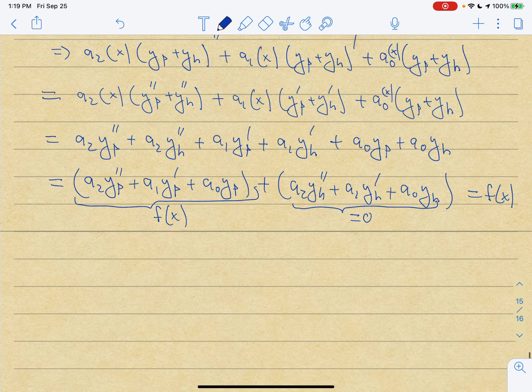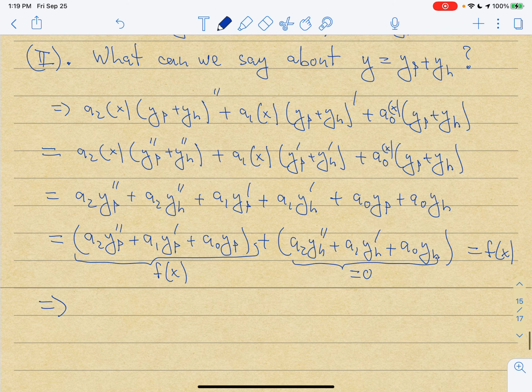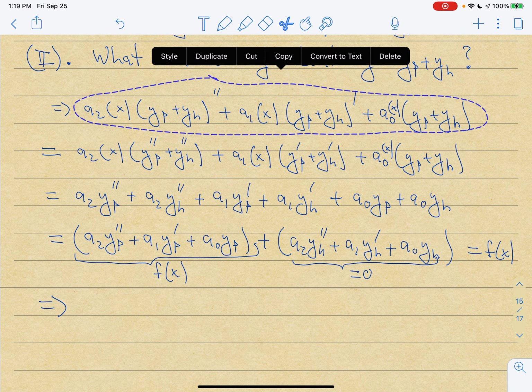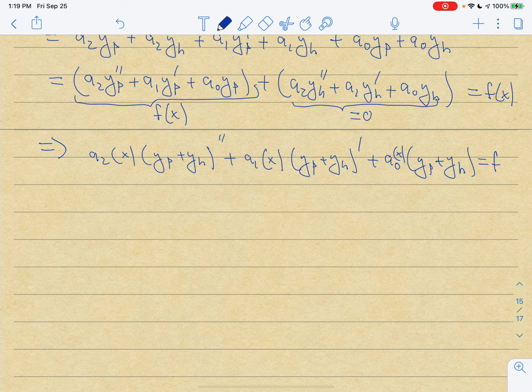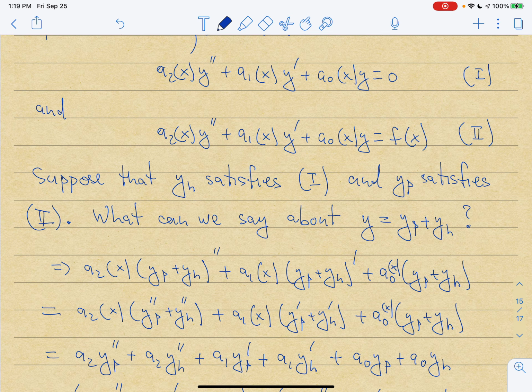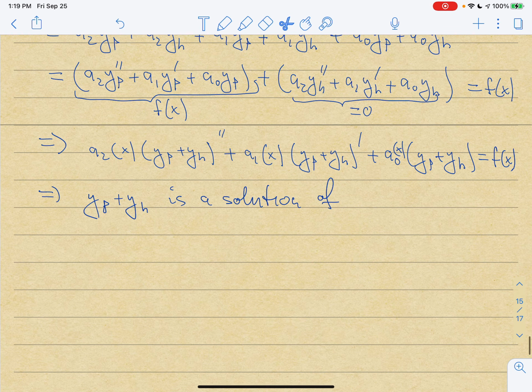So what did we figure out? That this computation must be equal to f of x. And therefore yp plus yh is a solution of the non-homogeneous equation 2, because the right-hand side is equal to f.